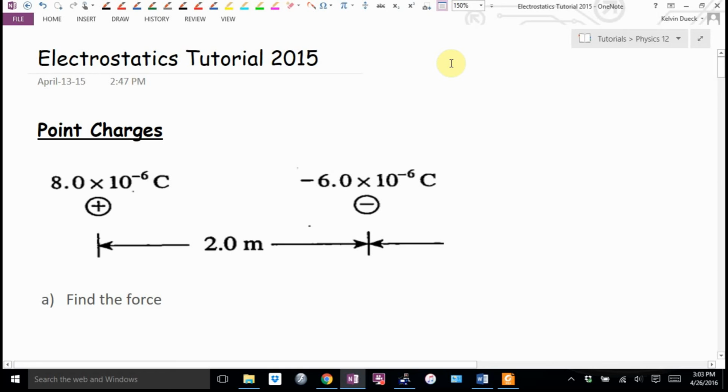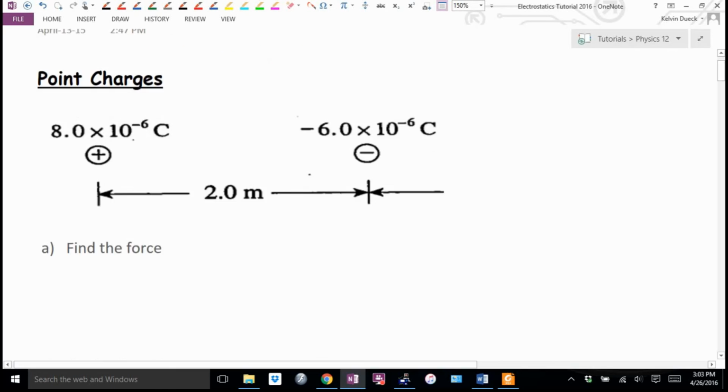Let's start. What I'm going to do is talk about point charges and what you can find using point charges. I'm really going to do kind of a repeat of the tutorial I did last year, but I'll change the numbers. Then I'll talk about what's fair game for parallel plates, what I can ask you with that, and then I'll take specific questions from the homework.